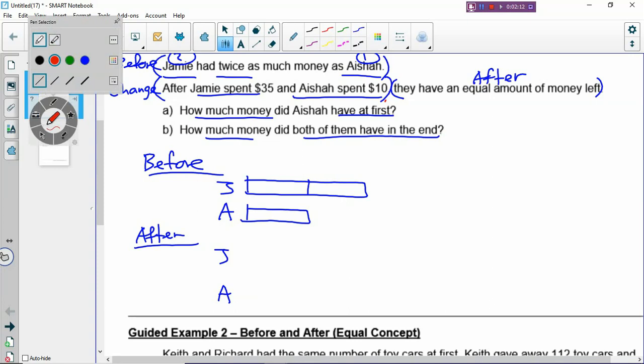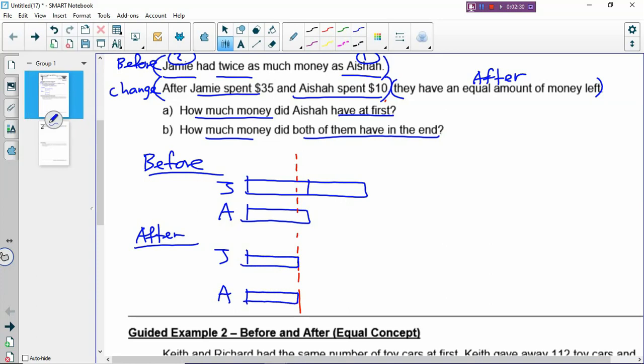So you will need to draw a dotted line that cuts through both rectangles, and when it cuts through both rectangles, then you will see the leftover money. So Jamie will have now this money left. Aisha will also have this money left. Right? So now you can see they have equal amounts of money left.